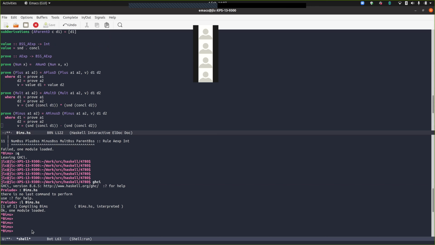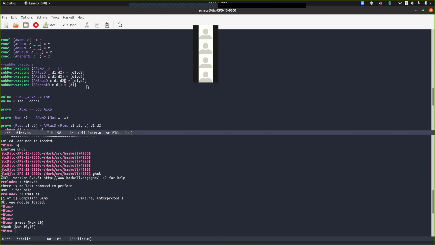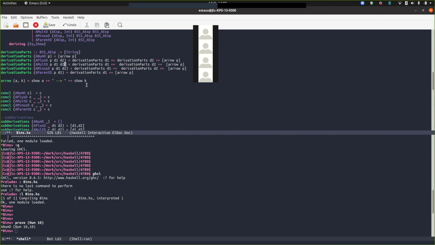And so if I want to prove that there's a derivation of num10, it says, yeah, there is. Num10 evaluates to 10 by the rule a num_d. Actually, why don't I just fix that now? This is maybe confusing because these labels are really the rules.